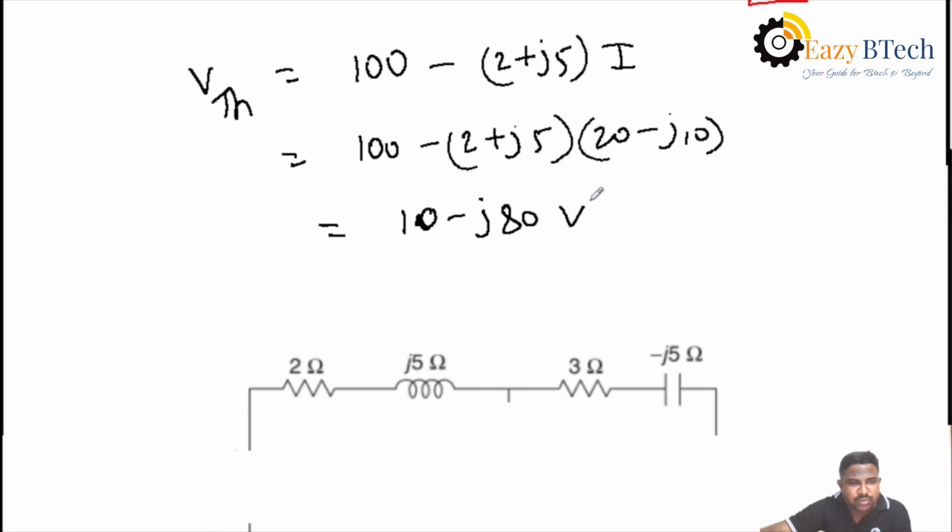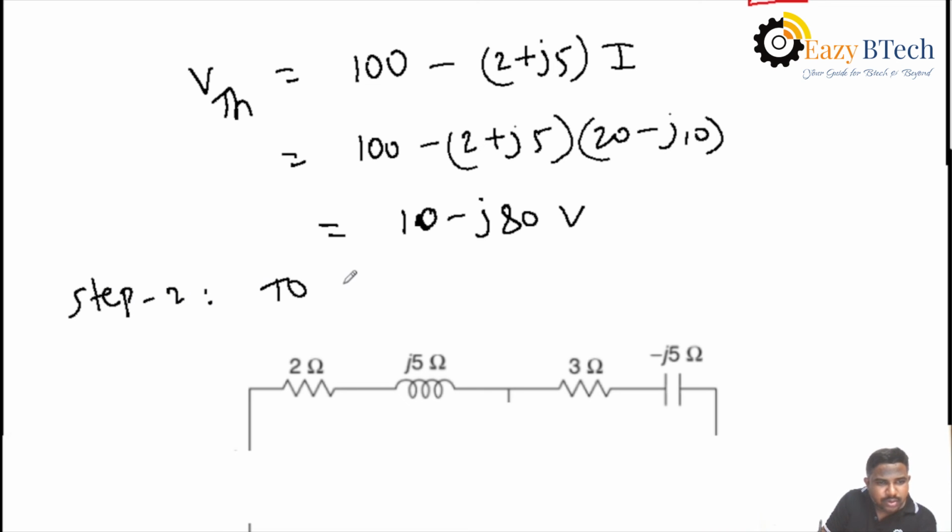After finding Thevenin's voltage, this value also you can change into polar form. Then what is the next step? Step 2 is to find out Thevenin's resistance. Here this is an AC circuit, so you can find out Thevenin's impedance.